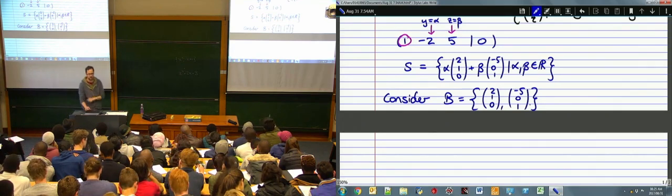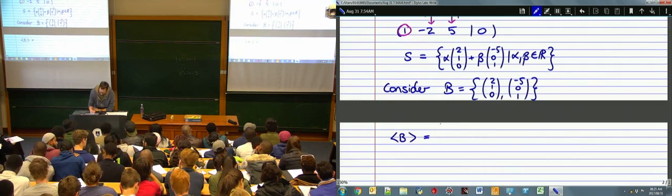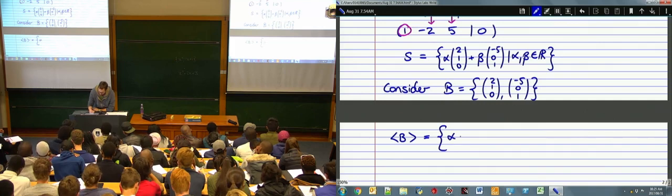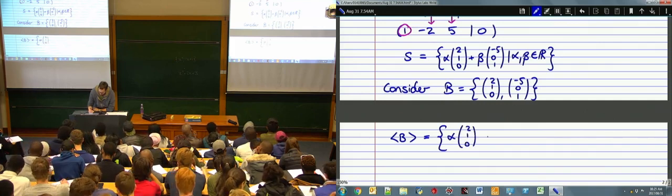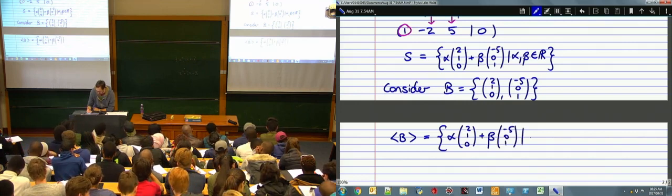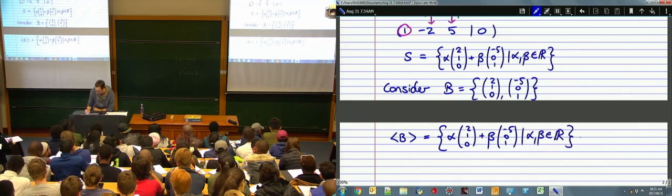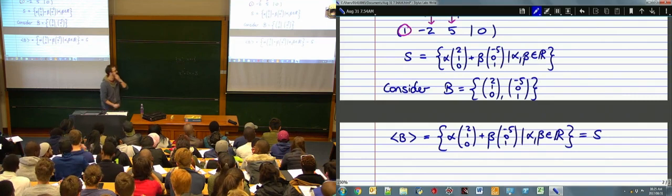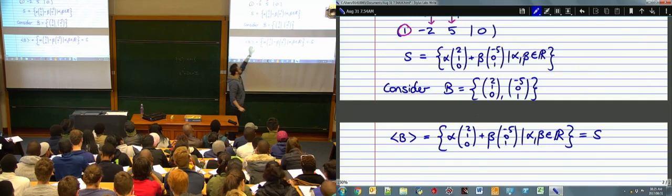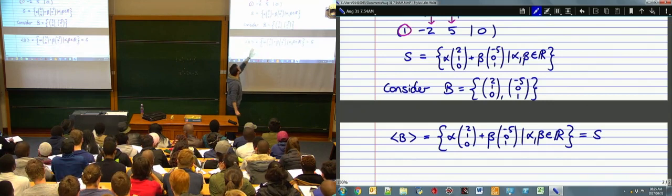So let's just see what is the set which is generated by B. The set generated by B is the set of all linear combinations of these two things. So it's alpha times (2, 1, 0) plus beta times (-5, 0, 1), and alpha, beta are real numbers. And hold on, that looks really familiar. That is just our plane. Okay, so pretty obviously B is going to generate the whole subspace and nothing but the subspace.